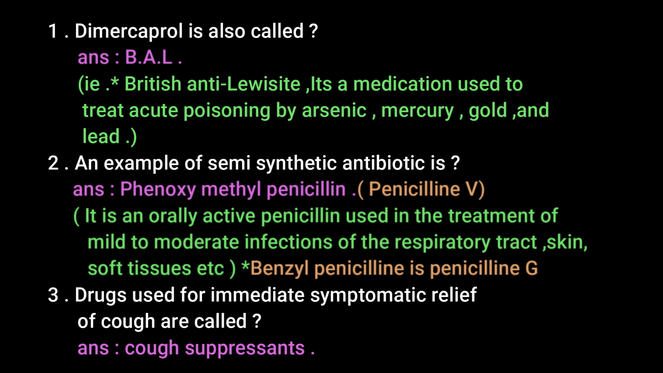Answer phenoxymethylpenicillin. Phenoxymethylpenicillin, that is penicillin V, and benzyl penicillin, that is penicillin G, are both produced biosynthetically from Penicillium chrysogenum by fermentation. Phenoxymethylpenicillin is an orally active penicillin used in the treatment of mild to moderate infections of the respiratory tract, skin, soft tissues, etc. Third question, drugs used for the immediate symptomatic relief of cough are called cough suppressants.